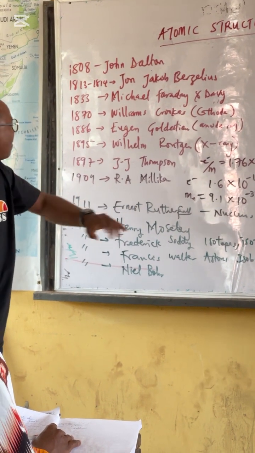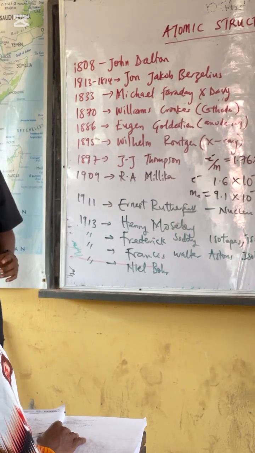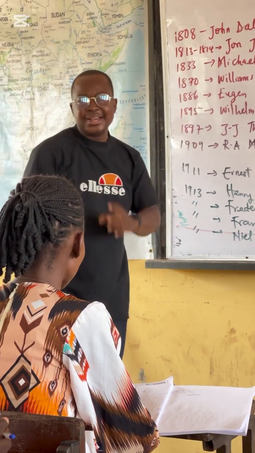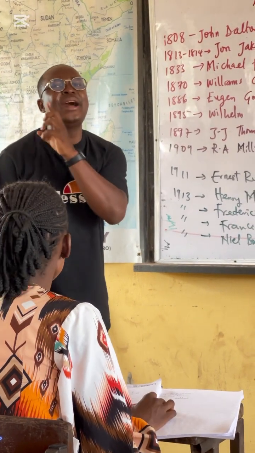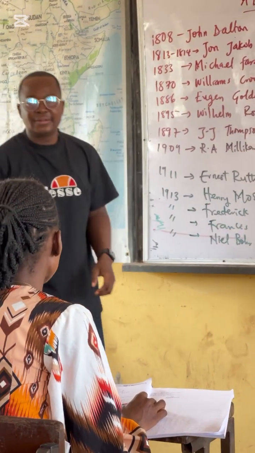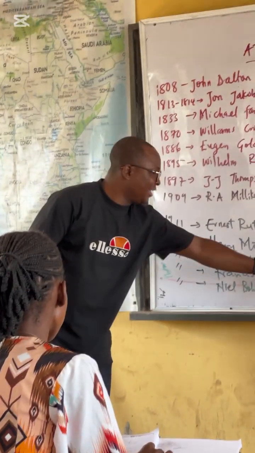The electron was discovered by whom? J.J. Thomson. The instrument to determine the mass of an atom was discovered by whom? Francis Walter Aston.